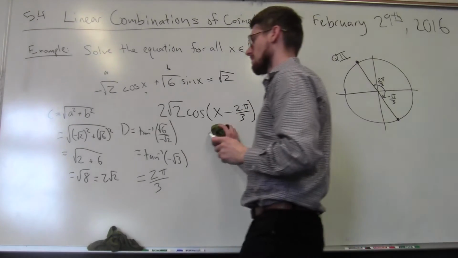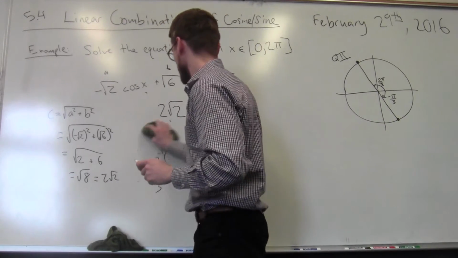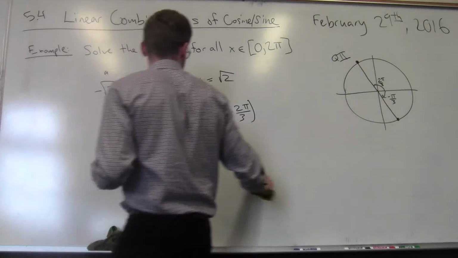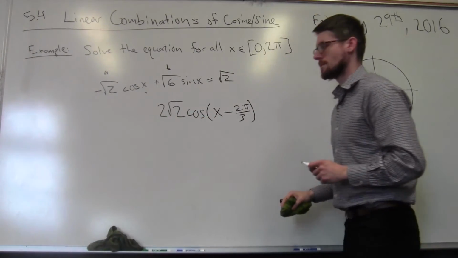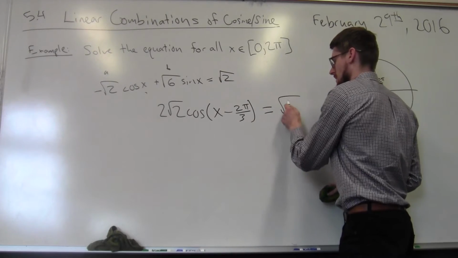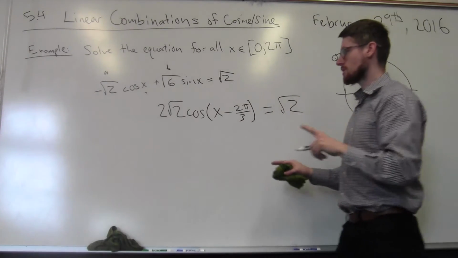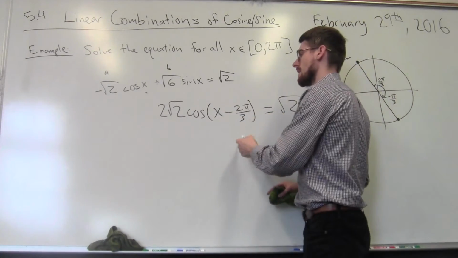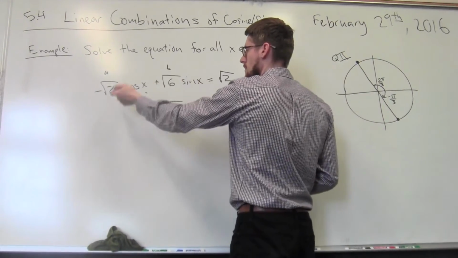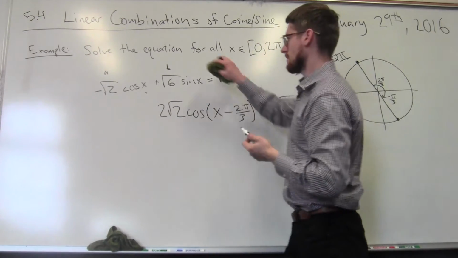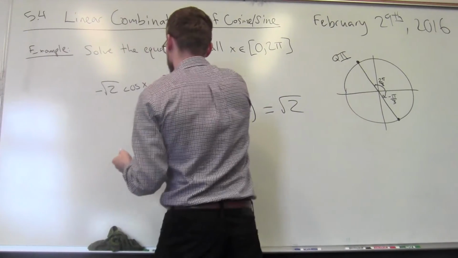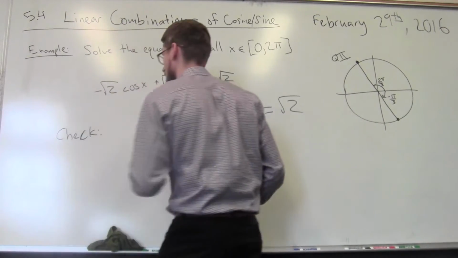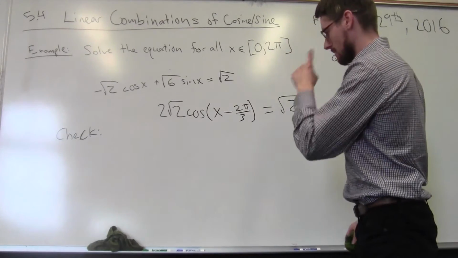Okay, I'm going to erase this. Before I carry on solving this equation, I'm going to use the angle difference identity on this cosine to show that it is in fact equal to what I started with. So, check. Using the angle difference identity on cosine.